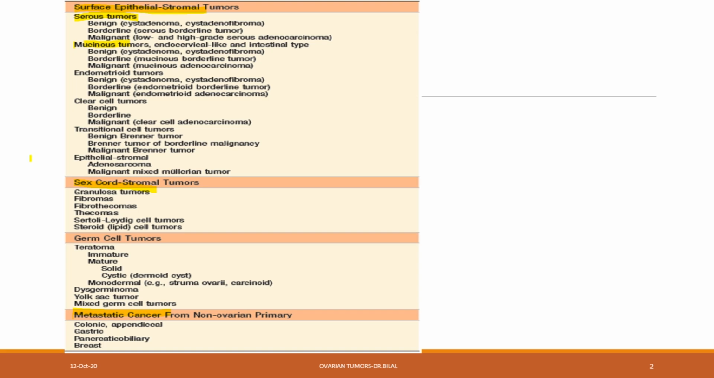Of the sex cord stroma tumors, you should at least remember the names: granulosa cell tumors, fibromas, fibrothecomas, Sertoli cell tumors, and the morphology of some of them, at least the ones whose pictures are given in your books. And then the germ cell tumors, very common, particularly teratoma, of which the mature cystic teratoma is the most common one seen. Then there are dysgerminomas, yolk sac tumor, and mixed tumors as well.